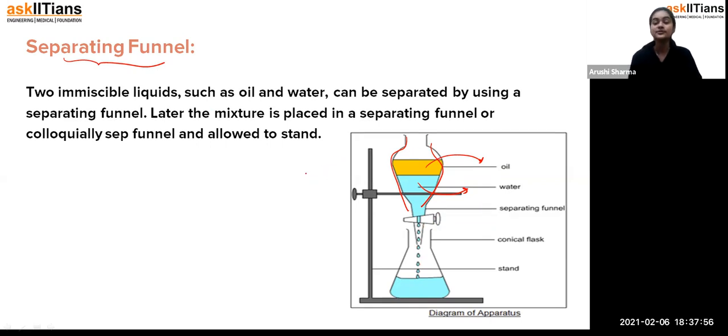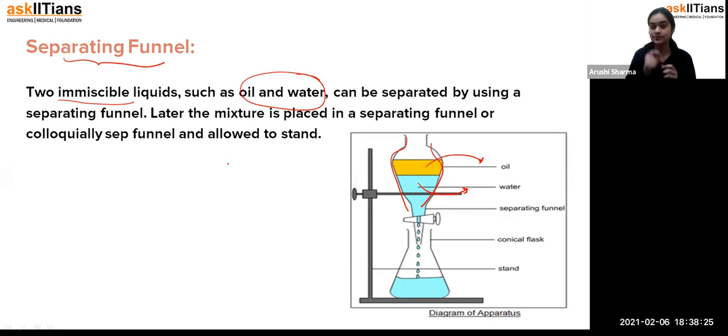Now, why do we use this separating funnel? As you can see, two immiscible liquids, that are liquids which are not miscible with each other, which are not mixing with each other. For example, oil and water. So students, when we have to separate such immiscible liquids, for example oil and water, we use this technique. Why? Because we use one funnel and in that we add the mixture of oil and water into it.